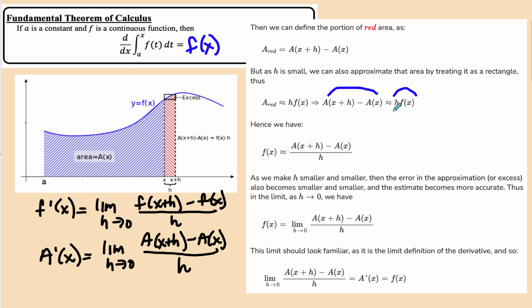And what I'm going to do now is divide both sides by h. And when I divide both sides by h, the f of x is approximately equal to this difference quotient. Again, approximately. To make it exactly equal, I would have to take the limit as h approaches 0. And as h approaches 0, I will get this f of x, which represents the derivative of this area accumulator.